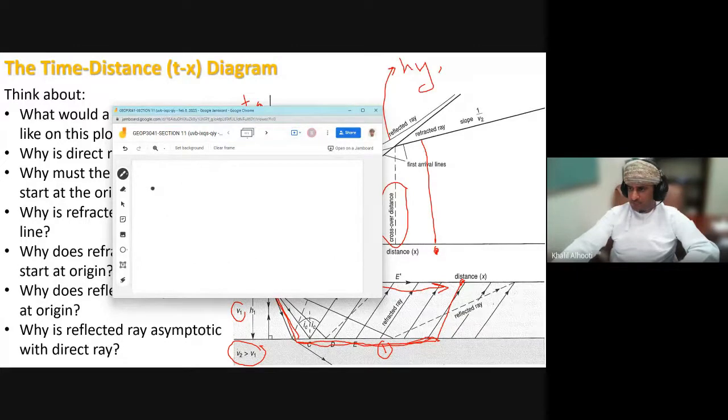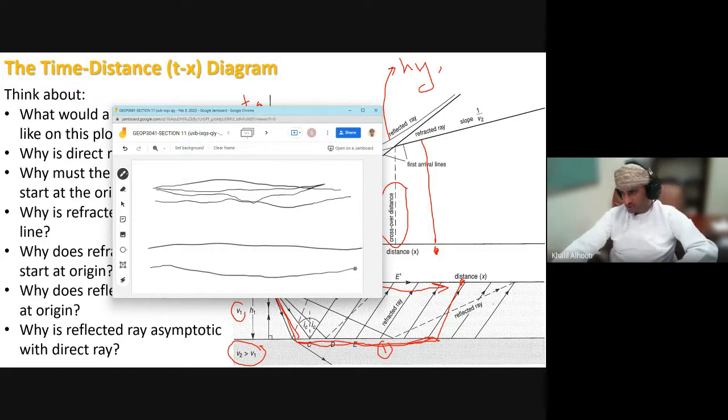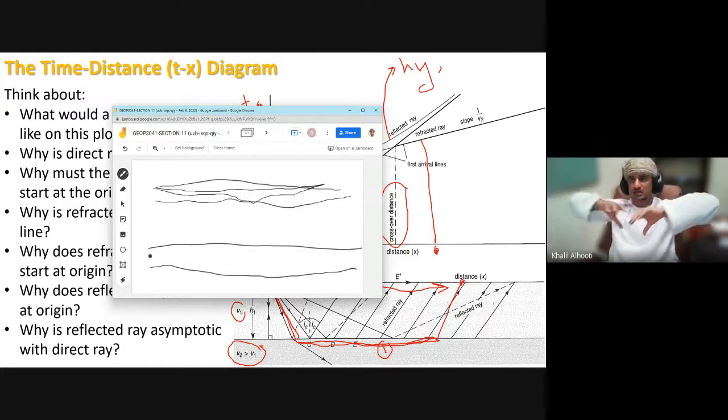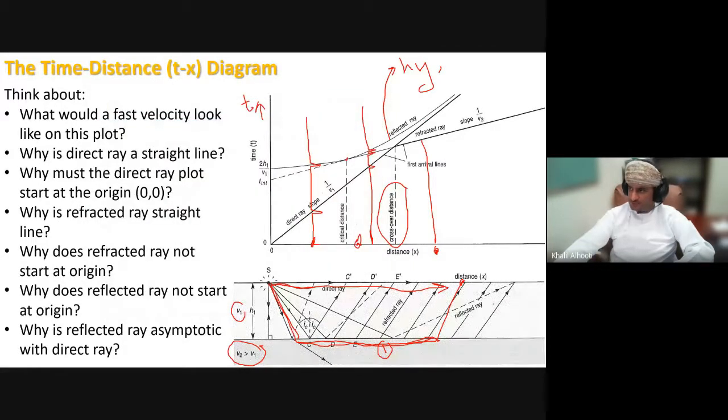So, for example, at very far distance, let's assume that this is very big. This is the direct and this is the reflected. They are almost close to each other. They are asymptotic. Sorry, my drawing is bad, but let's assume this is a very, very thin layer extending indefinitely. This is the direct, whereas this is the reflection. So reflection gets asymptotic. You see, it's getting closer and closer to the direct.